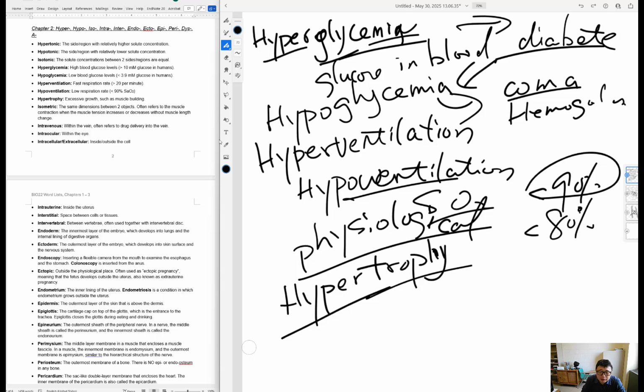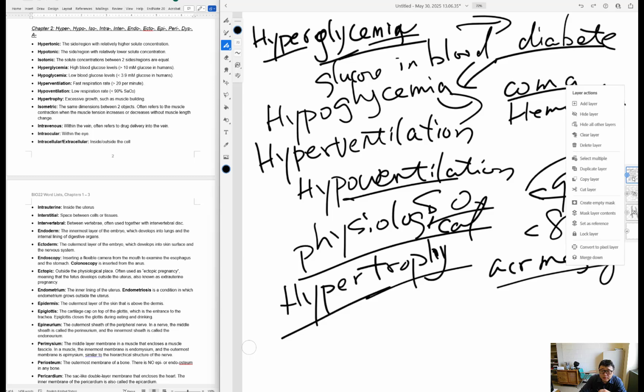And in some cases, for example, later we will talk about acromegaly, the actual growth of the other soft tissues, and it is a disease. So hypertrophy is just growth. It's not good or bad. Let's move on to the next word.